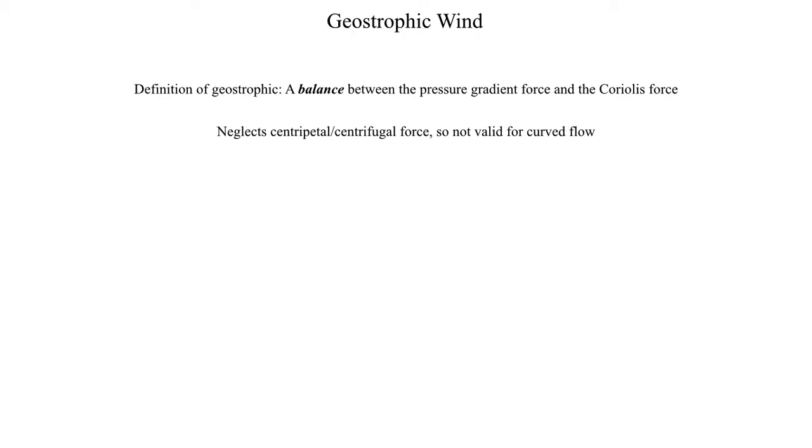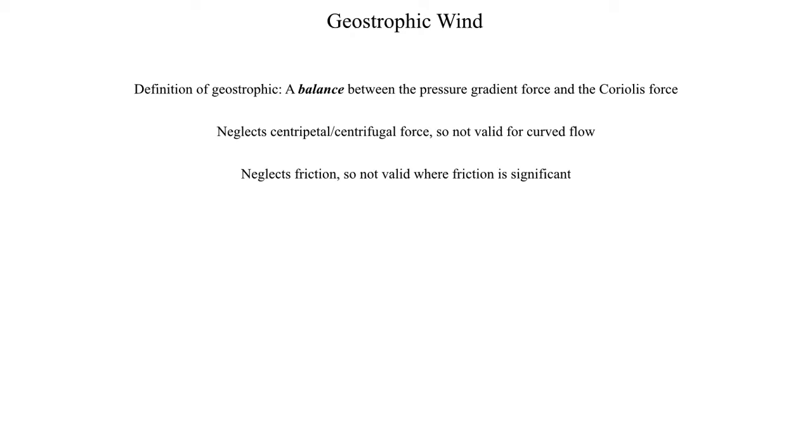Now, since we're only considering these two forces, we're going to be neglecting some forces as well. We're going to be neglecting centripetal force. So if you try to use the concept of geostrophic wind on curved flow, it's not going to work very well. If you want to account for centripetal and centrifugal force, you have to use something called the gradient wind, which will be the subject of the next lecture. For now, we're only going to worry about geostrophic wind, which is strictly a straight flow pattern.